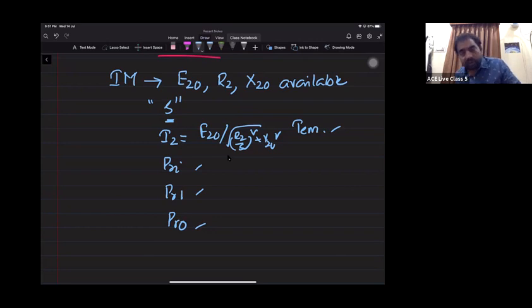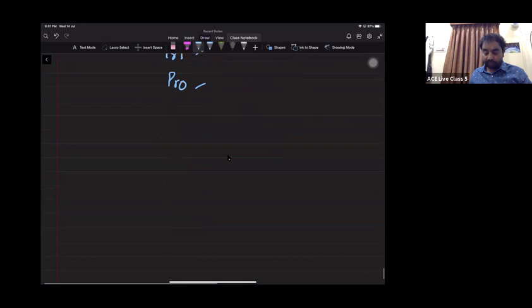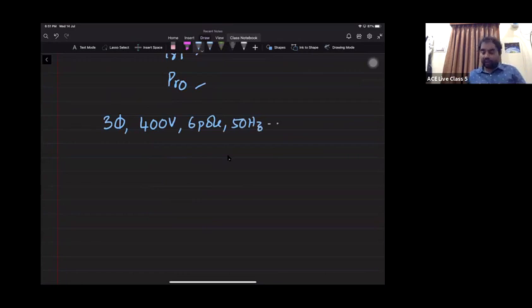Right. So generally how will the problems be given? I'm trying to give the basic logic, so this logic you can use for calculating any problem. Generally a three phase 400 volts is given, 6 poles, 50 hertz are given, right? Something is given, and R2 is given and X2 naught are given. So E2 naught is not given. There are two possibilities for E2 naught: it may be given directly, or it can be given indirectly.